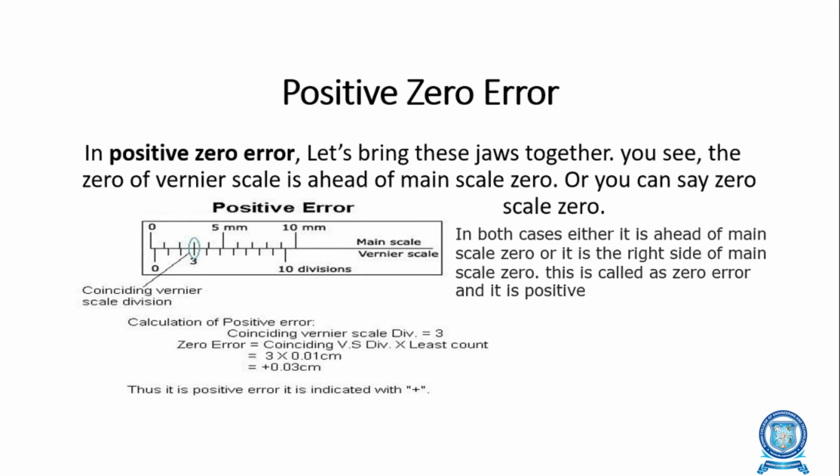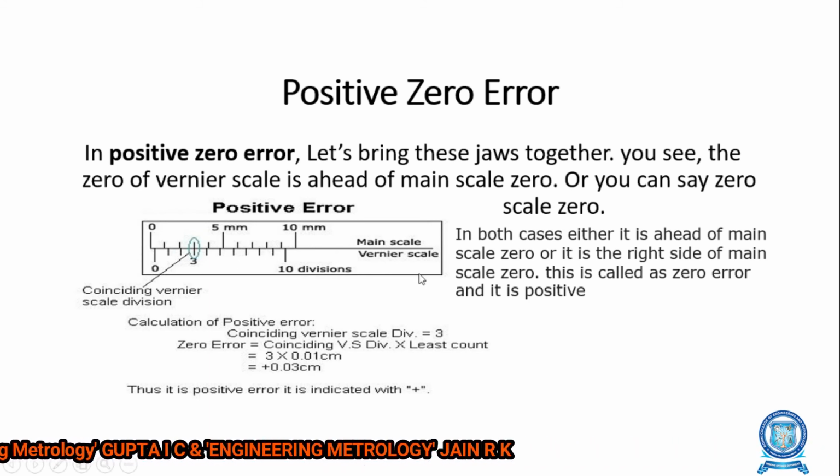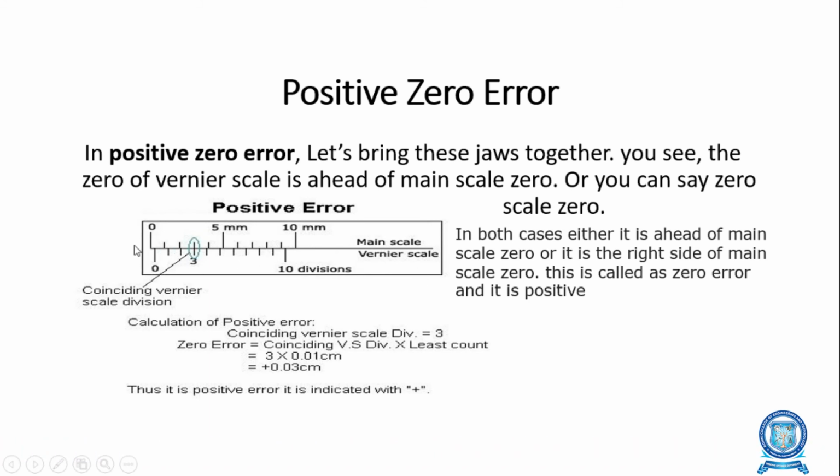In a positive zero error, when we bring the two jaws together, we can see the zero of the vernier scale is ahead of the main scale zero. So it is called a positive zero error. Wherever it is ahead, at some point the scales will coincide with each other. Here the 3 coincides, so we are calculating the positive error.